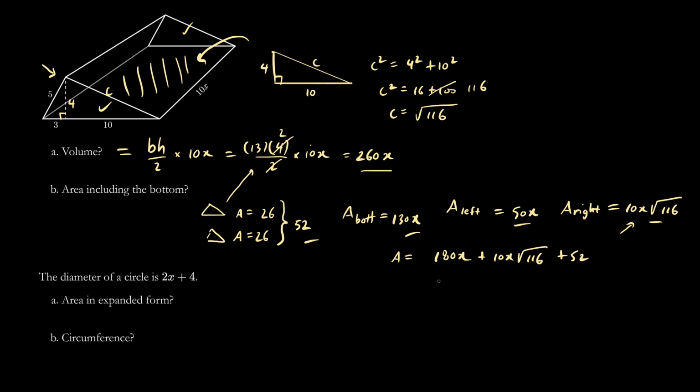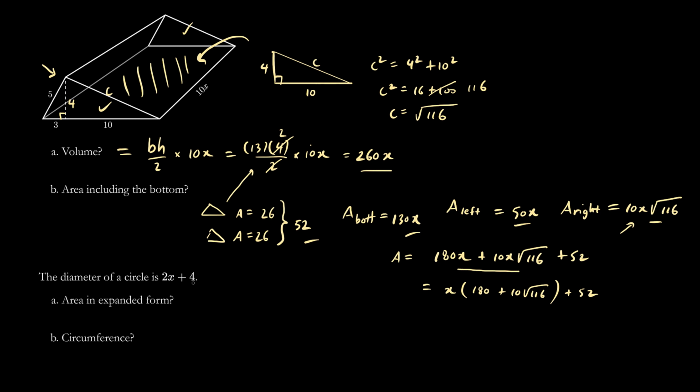Now this step is completely optional, but for the sake of fun, you could try factoring an x out. So 180 plus 10 root 116. If you know how to convert an entire radical to a mixed radical, you could do that as well, just for fun. This is also equivalent.